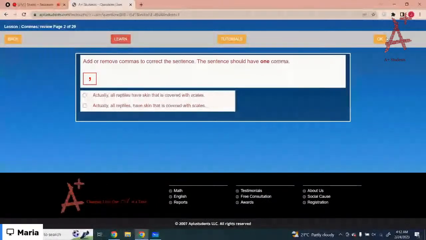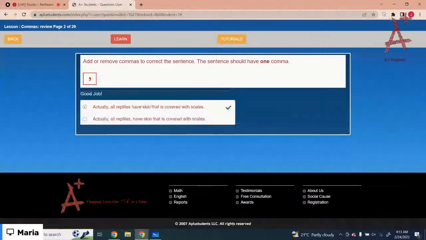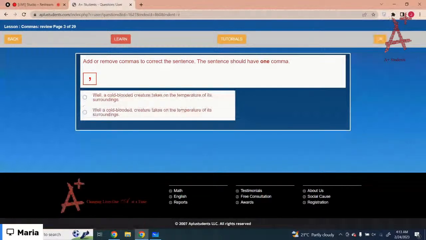Actually, all reptiles have skin that is covered with scales. So, which is the correct option? Option 1 or option 2? Which is the correct option? Option number 1 is the correct option. Got it? You don't have to put a comma after all reptiles. If you have the name of a specific reptile, then you have to put a comma. But here you have all the reptiles, so you don't need to put one.